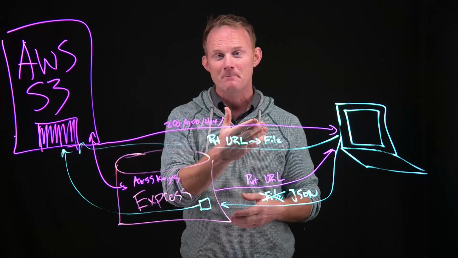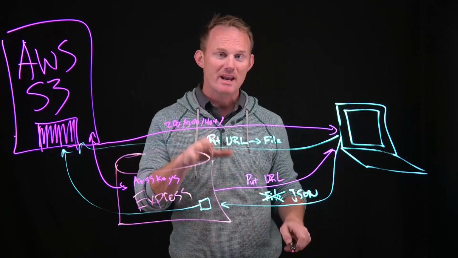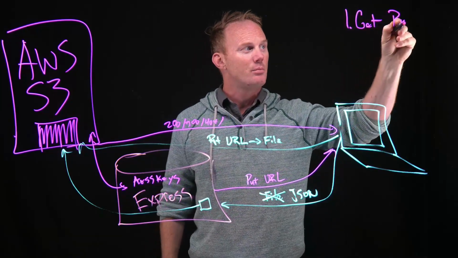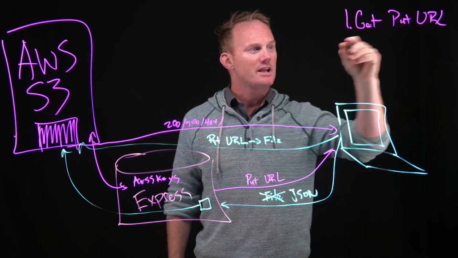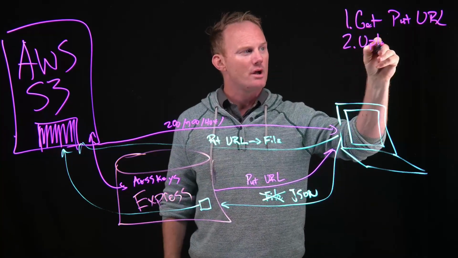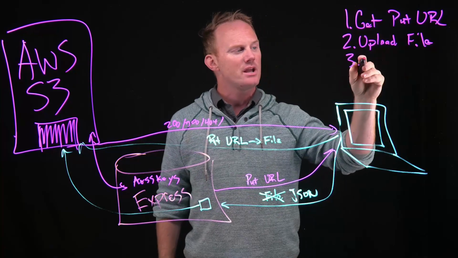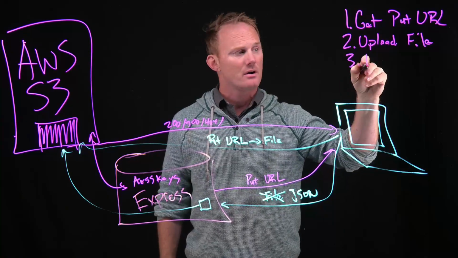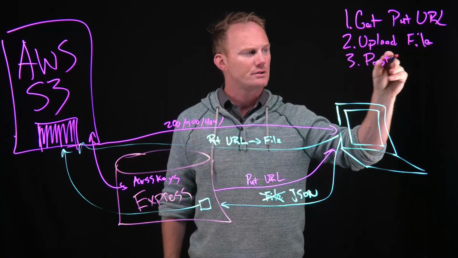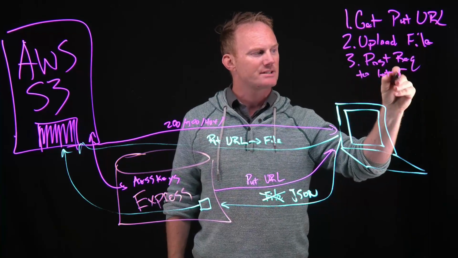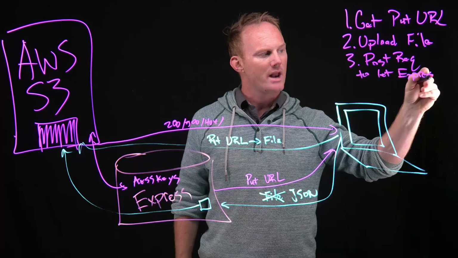succeed. So step one is going to be that initial request. We'll put get put URL. I guess we'll say step 2, upload the file. And then step 3, we'll do a post request to let Express know what happened.